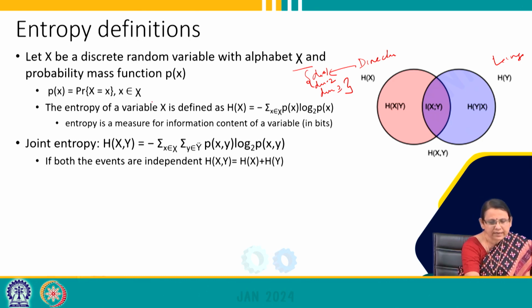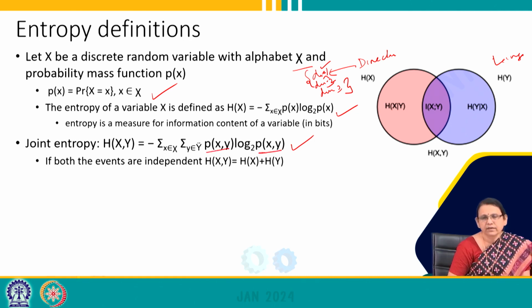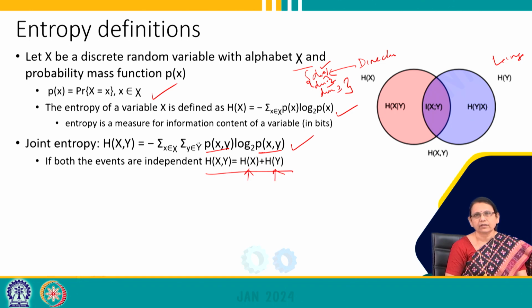And with respect to this, how to identify the probabilities, that we know. So, the probabilities make my mass function, and with respect to the mass function, I now get the entropy like this. Now, joint probability is another concept, which is defined by this formula with respect to the joint distribution of two variables X and Y. Now, if both the events are independent, then the joint entropy is going to be the entropy of X plus the entropy of Y.